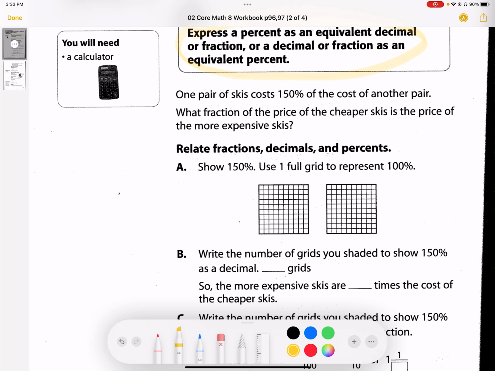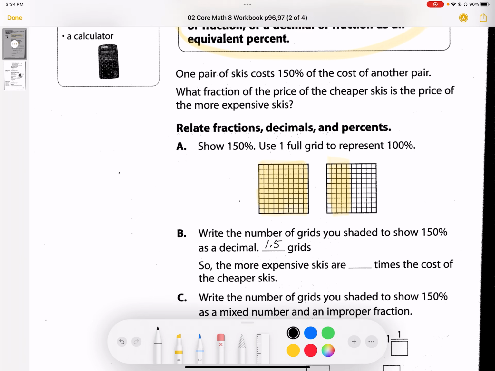First of all, the problem is one pair of skis costs 150% of the cost of another pair. What fraction of the price of the cheaper skis is the price of the more expensive skis? So 150% is going to be our fraction. First of all, we want to show 150% using our hundreds grid. So there's 100 out of 100, and then we need 50 out of 100. So that looks like 1.5. So when we write this in, we know we need 1.5 grids.